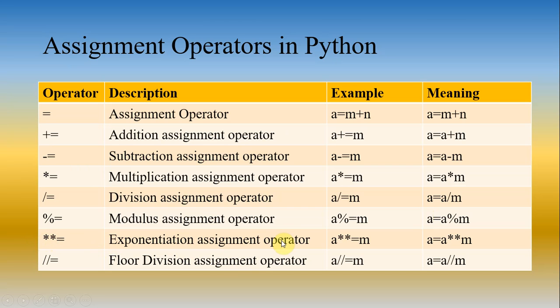This is the exponentiation assignment operator, a double asterisk equal to m, which basically means a equal to a raised to the power m. And the last one is the floor division assignment operator, a floor division equal to m, which means it will store the value of a floor division m in a. Now what is the floor division operator? It is the operator which gives only the integer part of the quotient, and that will be stored in a. Now let us see the demonstration of each one of them.